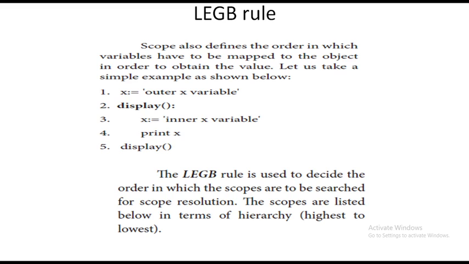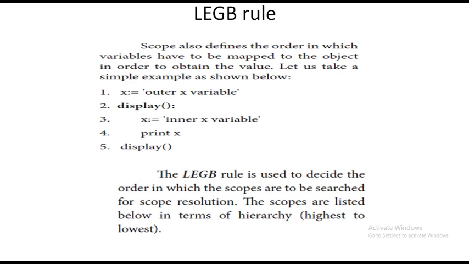Next one is the LEGB rule. For what purpose do we use the LEGB rule? Scope also defines the order in which variables have to be mapped to the object in order to obtain the value. So the purpose of the LEGB rule is to decide which variable has to be matched to which object. We can define this concept with the help of the LEGB rule.